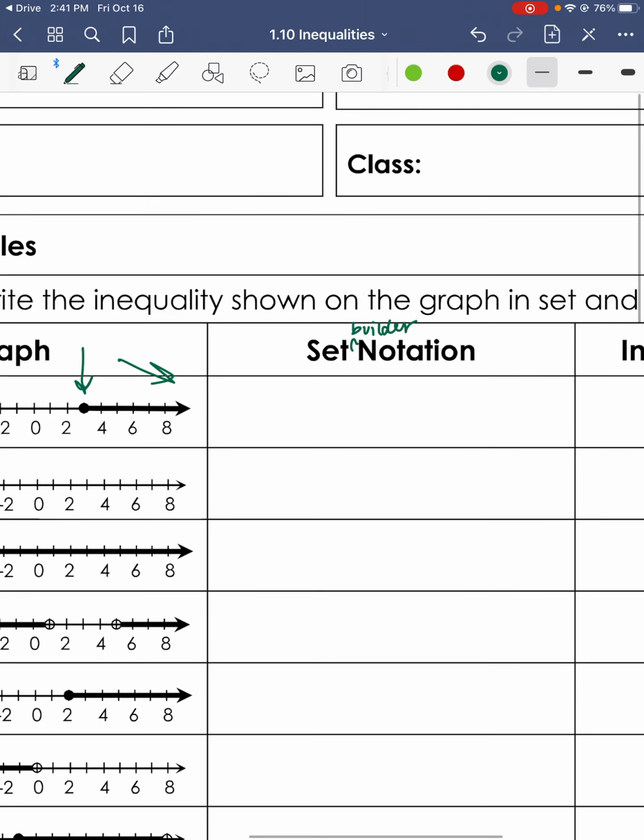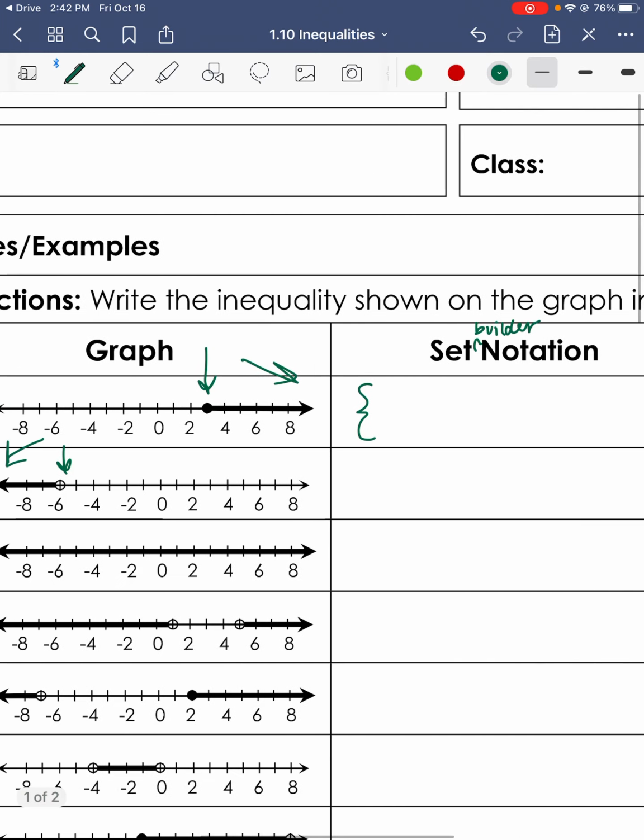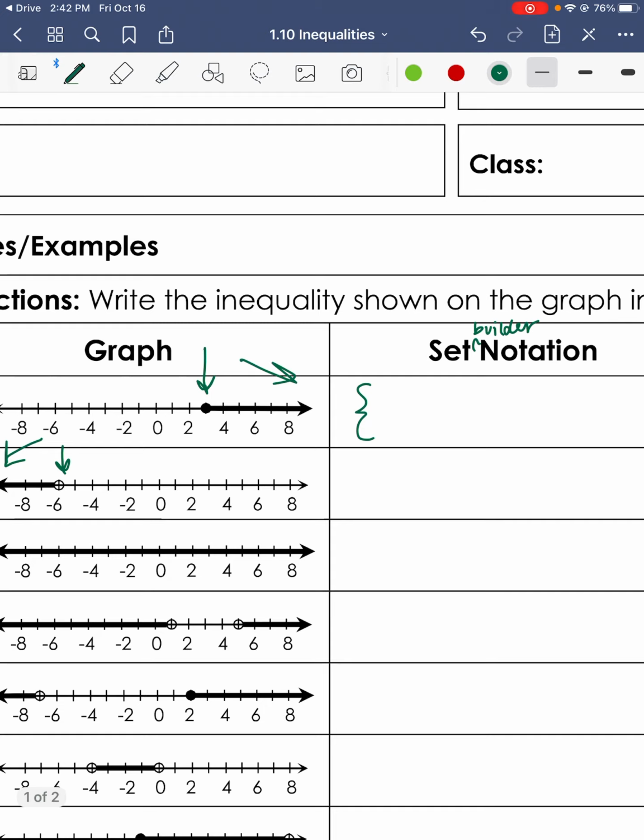So in set builder notation, we are always going to open with a curvy bracket, and then we're going to write our variable. So it doesn't tell us what our variable is here, but I will just call it x. So we're going to say all values of x such that, we just have this vertical bar here. And then the second half of the set builder notation is just going to be the inequality representing your solution set here.